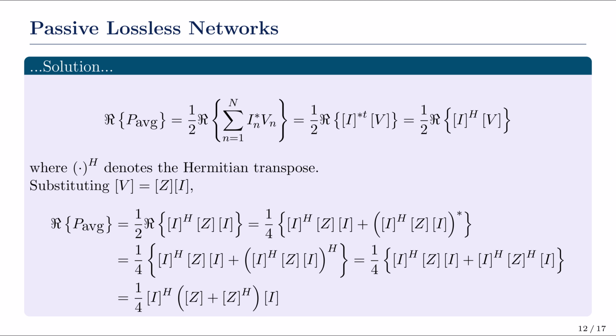Because the network is lossless, the real power must be zero for every possible current vector. Therefore, the quadratic form involving the matrix sum Z plus Z Hermitian must vanish for every possible current vector. The only matrix that satisfies this condition for all current vectors is the zero matrix. Hence, Z plus Z Hermitian must be equal to zero. This gives the fundamental condition for a lossless n-port network. The impedance matrix is skew Hermitian.